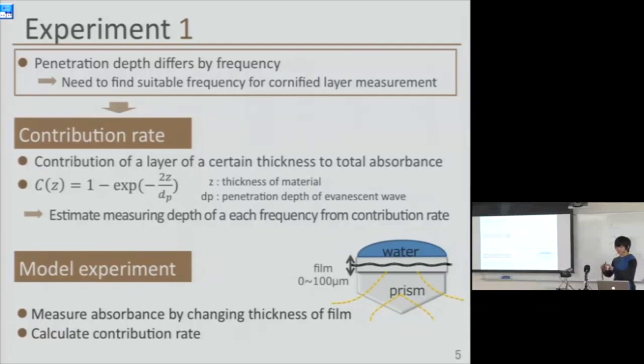So I conducted a model experiment. I put a film on the prism and measured absorbance while changing the thickness of the film from 0 to 100 micrometers, and I put water on the film. Then I made some layer structure. Then, from the result of absorbance, I calculated the contribution rate.